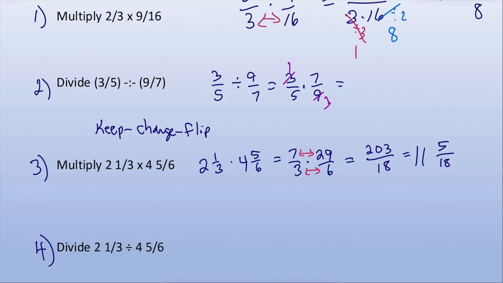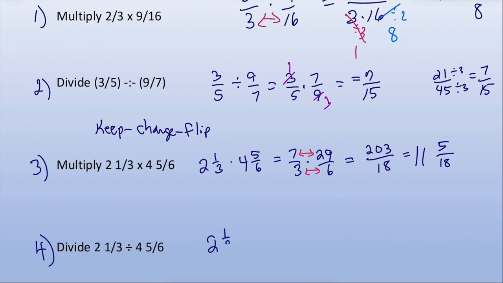So 1 times 7 is 7. 5 times 3 is 15. That can't reduce. Now you could have just done 21 over 45. They're both divisible by 3. It reduces down to 7 over 15. It's fine to do it like that. You decide, okay?